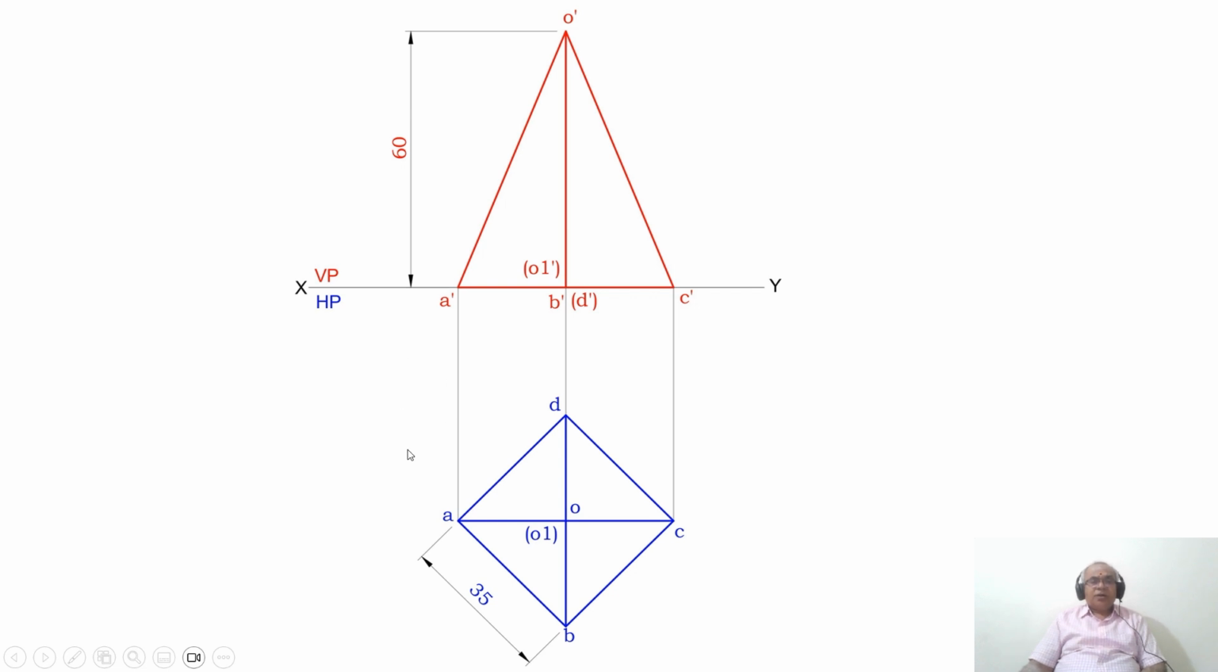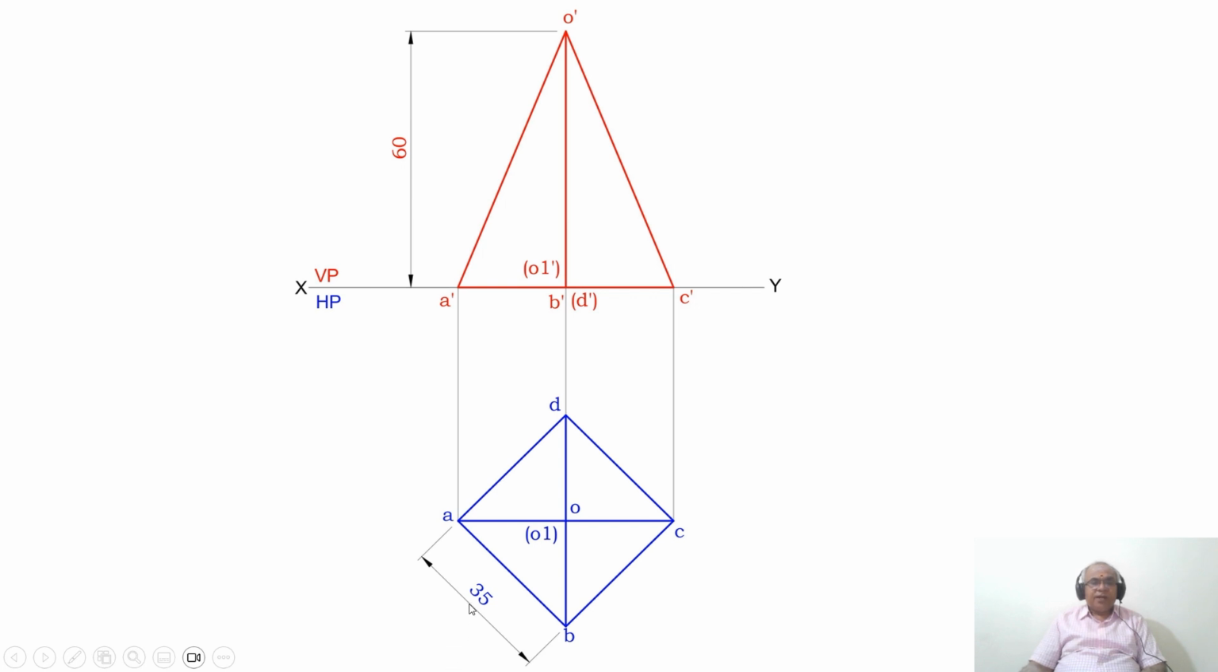So then, draw a vertical projector from each of these points to the XY line, that is from A, B, C and D. From O, you draw a vertical projector and extend it to the front view, and by using the compass, you measure a radius of 60. With this as center, cut it on the center line, and you mark that point as O dash.